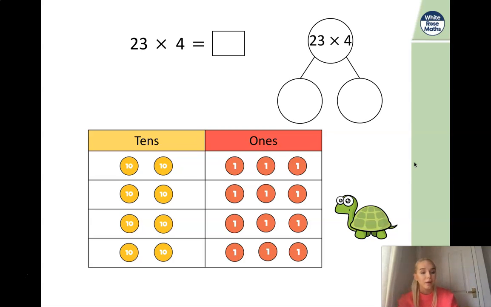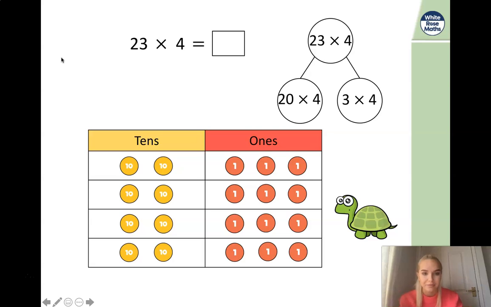And he says that another way he can do it is by using his part-whole model. He knows that there are 2 tens, which is 20, in the number 23. So his first multiplication would be 20 multiplied by 4. His second multiplication using the same number 23 would be looking at the ones, 3 multiplied by 4. Can you pause the video and work out 20 multiplied by 4 and 3 multiplied by 4?